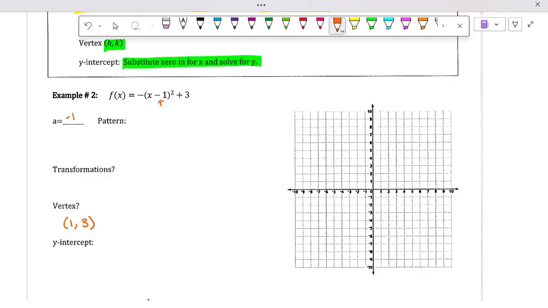So what do you think my transformations will be if I go from the parent function to our new vertex? So not left 1, but right 1. Right 1, up 3. Now, what else do you think is going to happen? There's another transformation. What happens if our a value is negative? It does what? Reflect over what? The x-axis. So it also reflects over the x-axis.